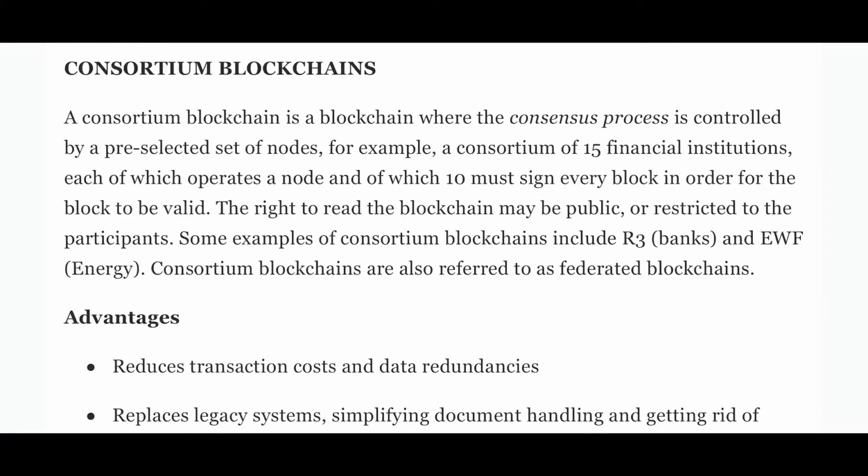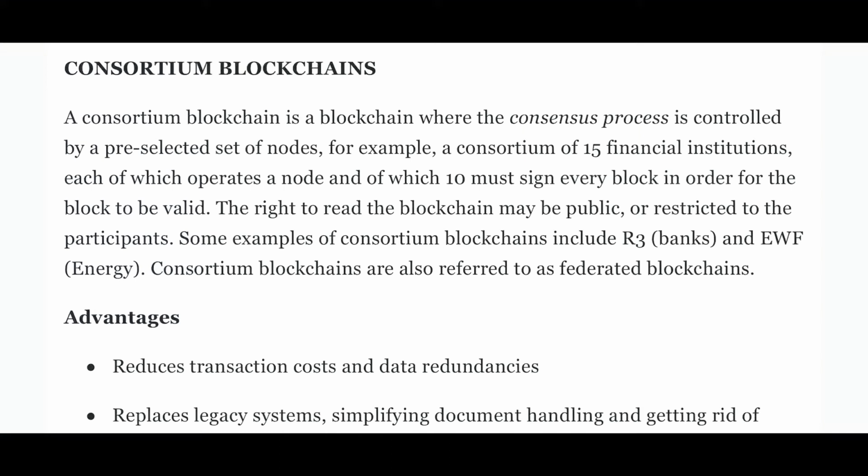Consortium blockchains. A consortium blockchain is a blockchain where the consensus process is controlled by a pre-selected set of nodes. For example, a consortium of 15 financial institutions, each of which operate a node and of which 10 must sign every block in order for the block to be valid. The right to read the blockchain must be public or restricted to the participants.